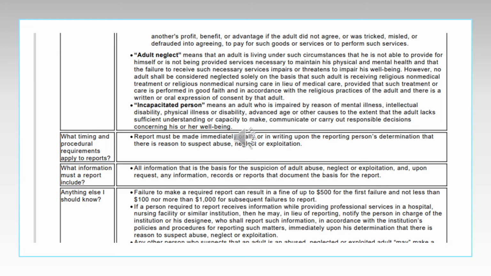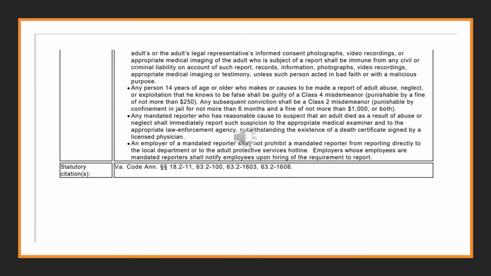Failure to make the required report can result in a fine of up to $500 for the first failure and not less than $100 or more than $1,000 for subsequent failures. An employer of a mandated reporter shall not prohibit a mandated reporter from reporting directly to the local department or the Adult Protective Services.